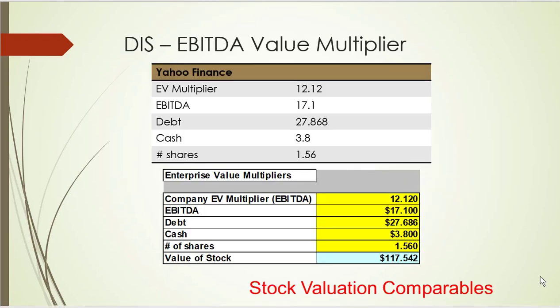So how can we plug this into our Disney model? From Yahoo Finance, there is an EV multiplier, 12.12. EBITDA for the company, 17.1. Debt, 27.8. Cash, 3.86. Shares, 1.56. Using the stock valuation comparable spreadsheet, we find that this EBITDA multiplier says the company's stock is $117. But you can buy the stock for $110. So this model is saying that the Disney stock is actually undervalued.